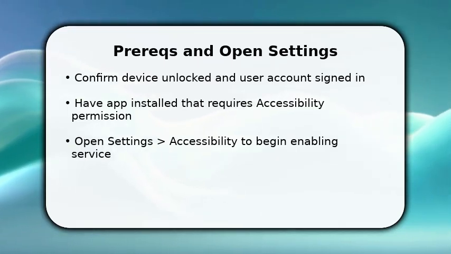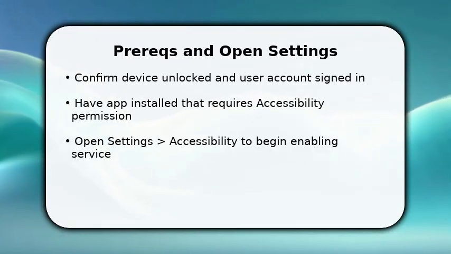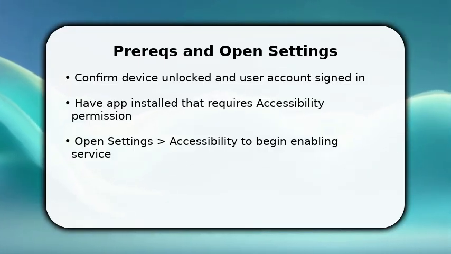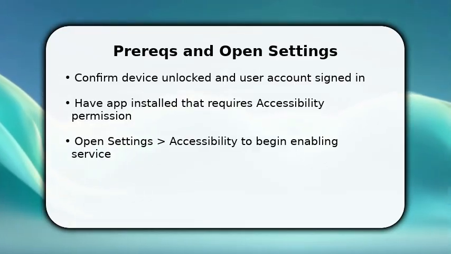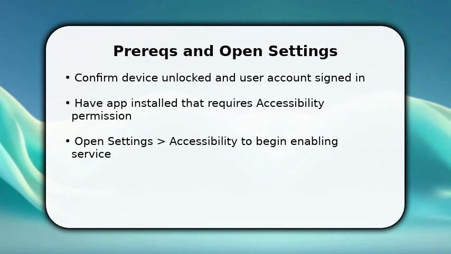Now open Settings, then tap Accessibility. This is where Android consolidates assistive features. Make sure to keep your device awake during setup to avoid interruptions. From here, you will locate the specific service entry. Don't tap yet. Just be ready to follow the prompts in the next step.